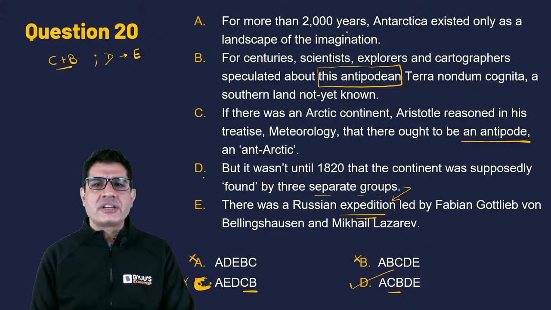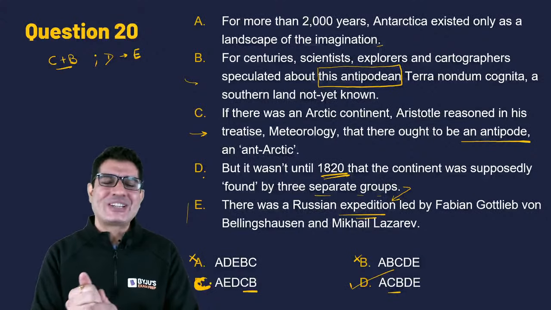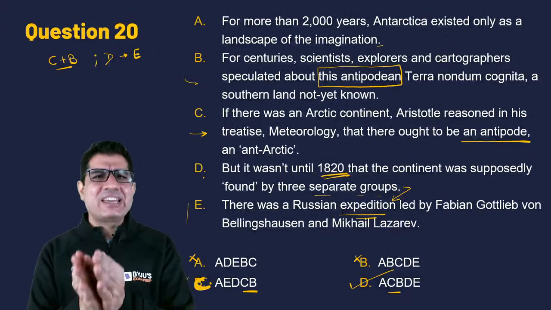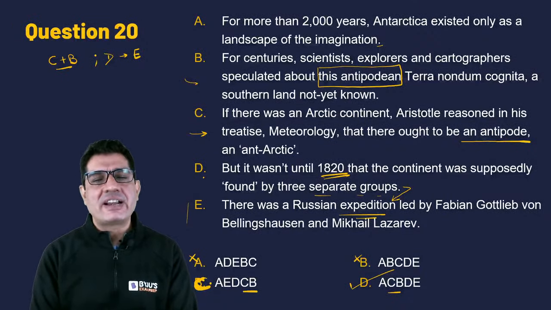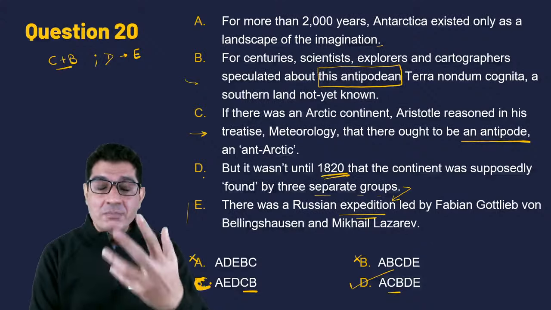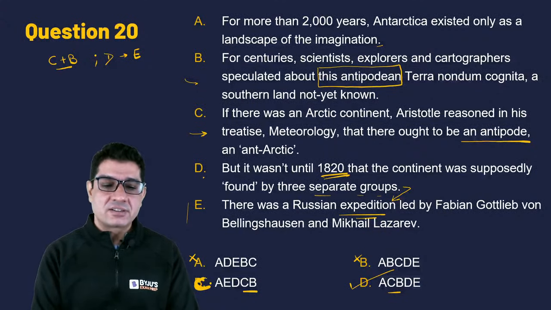For more than 2000 years, it existed only as a landscape of imagination. Then here is that imagination. For centuries they speculated. In 1820 they found it, and then the details. So A, C, B, D, E. Option D. So you notice, unlike your CAT parajumbles where you had to arrange everything, here you can actually take advantage of the answer choices, eliminate, and end up solving this question faster.